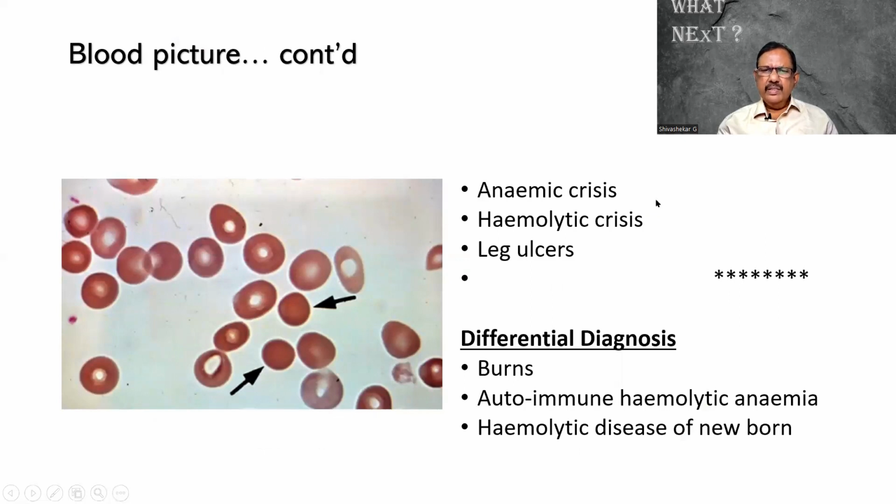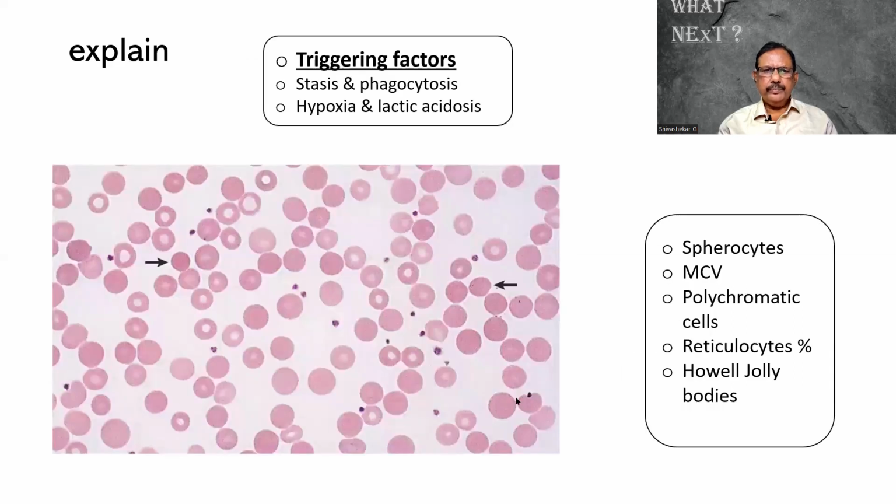There can be some crisis in this, an anemic crisis, repeatedly, when the patient is infected with a parvovirus, the patient can develop an aplasia also. Leg ulcers, hemolytic crisis whenever there is a repeated and increased amount of destruction. The differential diagnosis can be in burns, autoimmune hemolytic anemia, hemolytic disease of the newborn. There are also others we shall be seeing.